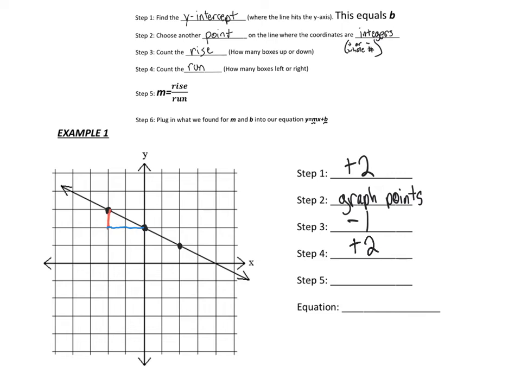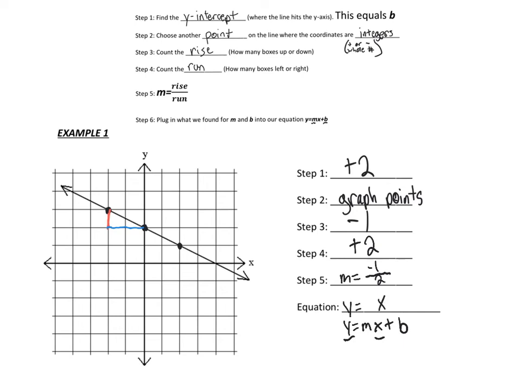Now step 5 is m equals rise over run. So our rise from step 3 was a -1, and our run from step 4 was a positive 2. So we end up getting -1/2 for m. And now we need to make our equation. We remember we use the y equals mx plus b form, where the y equals and the x never change. So we can go ahead and write that in.